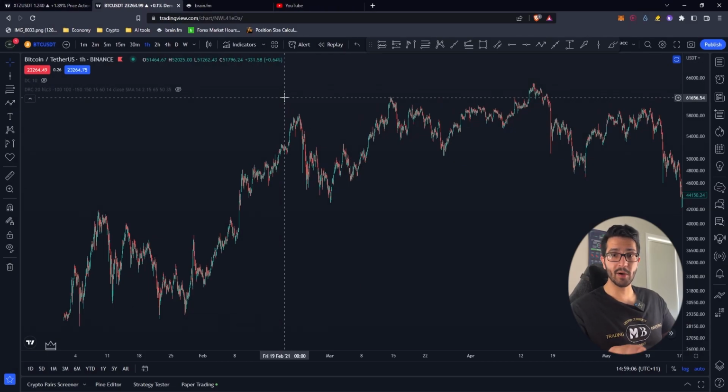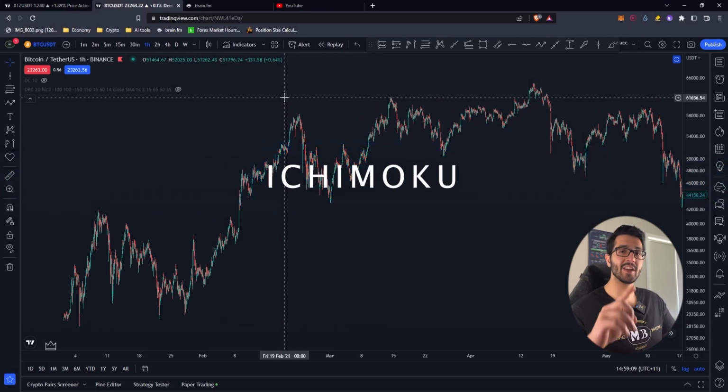One of the most useful and complex indicators. Today we're having our fourth lesson on Ichimoku.